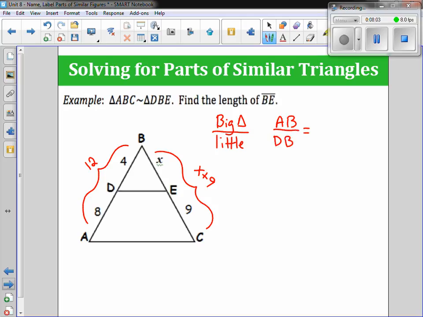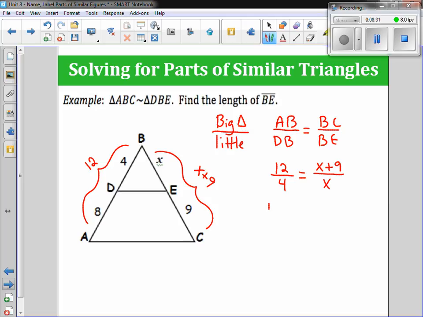That's proportional to BC compared to BE. And I'm going to fill in my values. AB is 12, DB is 4. BC is x plus 9, and BE is x. Since I have two expressions, that just means that I'm going to have to do a little bit more work to solve and bring x to the same side.